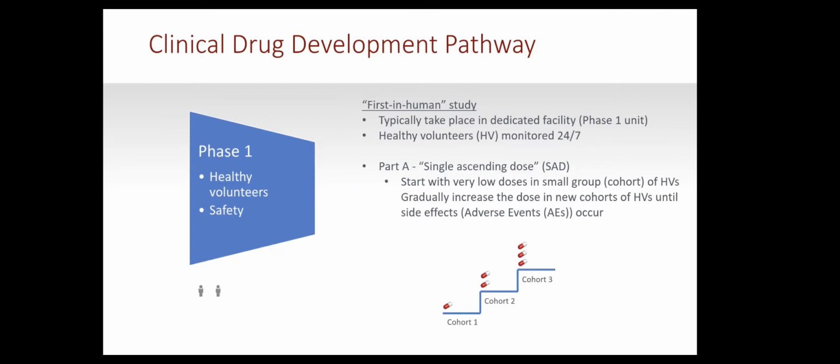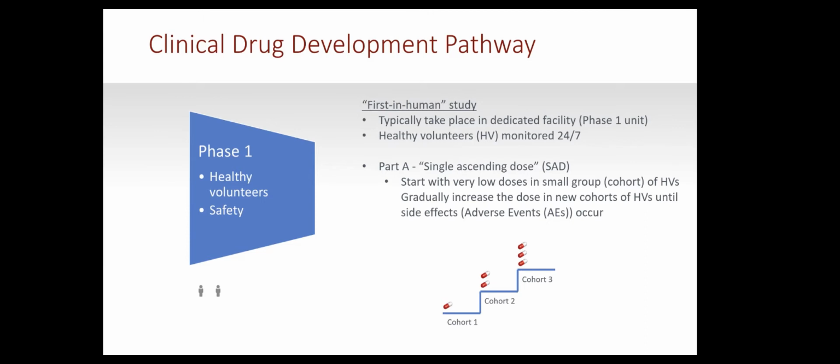Most studies are divided up into two parts, and the first part is called a single ascending dose, or a SAD study. In clinical development, we really do like our acronyms. So this is called a SAD study. Doesn't sound very good, but we start with cohorts of patients, and we start with a very low dose. Again, I mentioned these are healthy volunteers, so a cohort of healthy volunteers will receive a single dose, and we'll measure to see whether there are any side effects. And we call these side effects adverse events, or AEs.